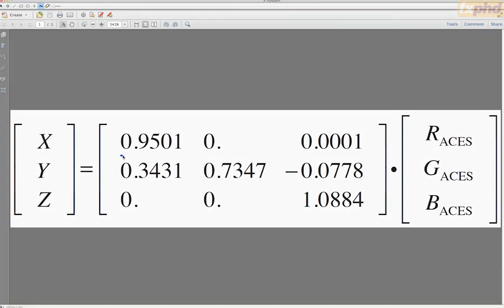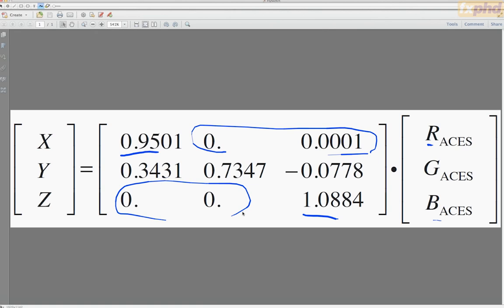It's got numbers for R and B, which are pretty close to 1. And in fact, the off diagonal elements there are effectively 0. But the Y channel isn't closely related to green. The Y luminance has got 75% green, but it's got 34% red. And here's the wacky part of this transform. It's got minus 7% blue.